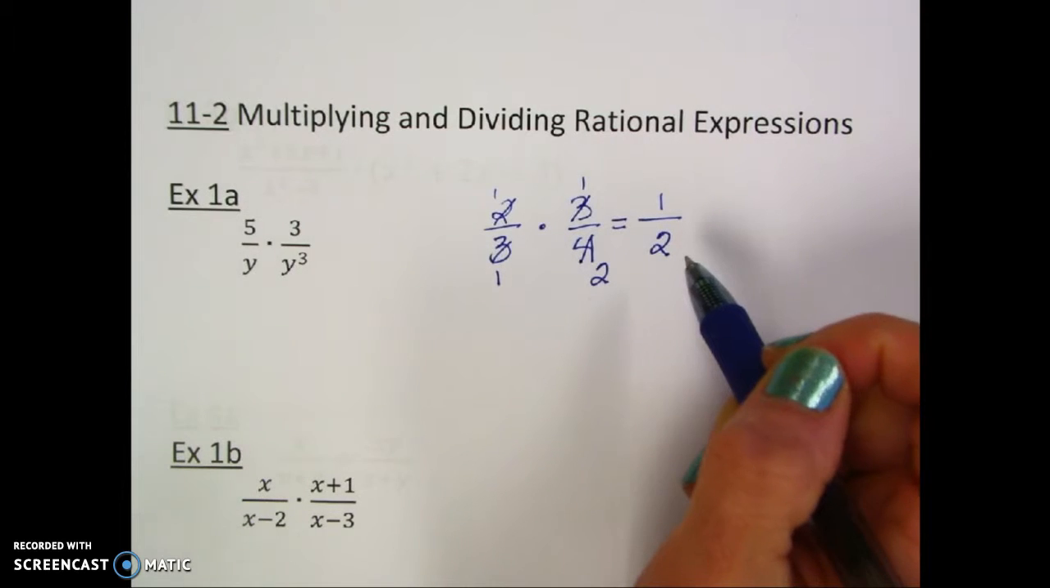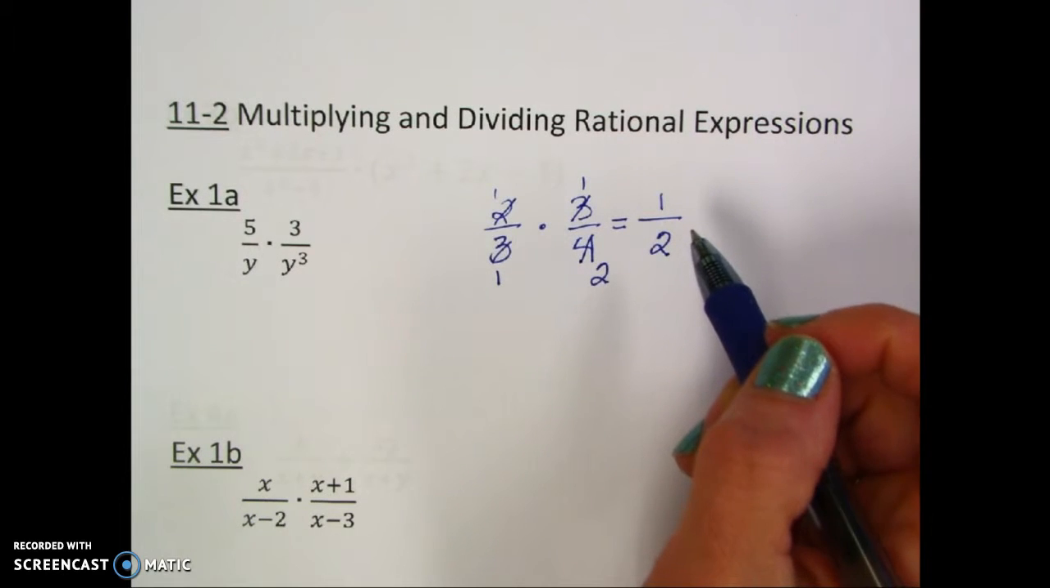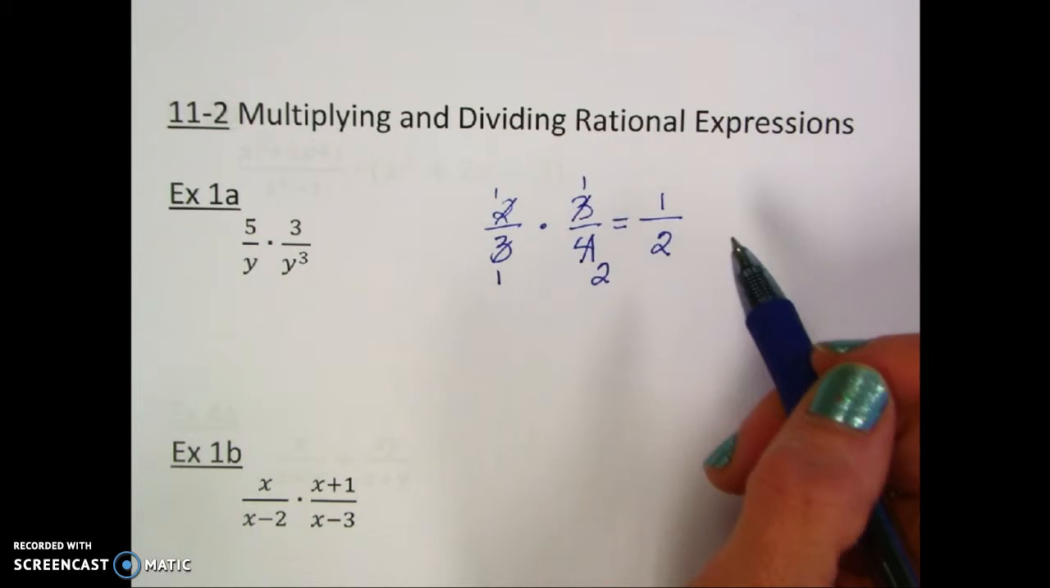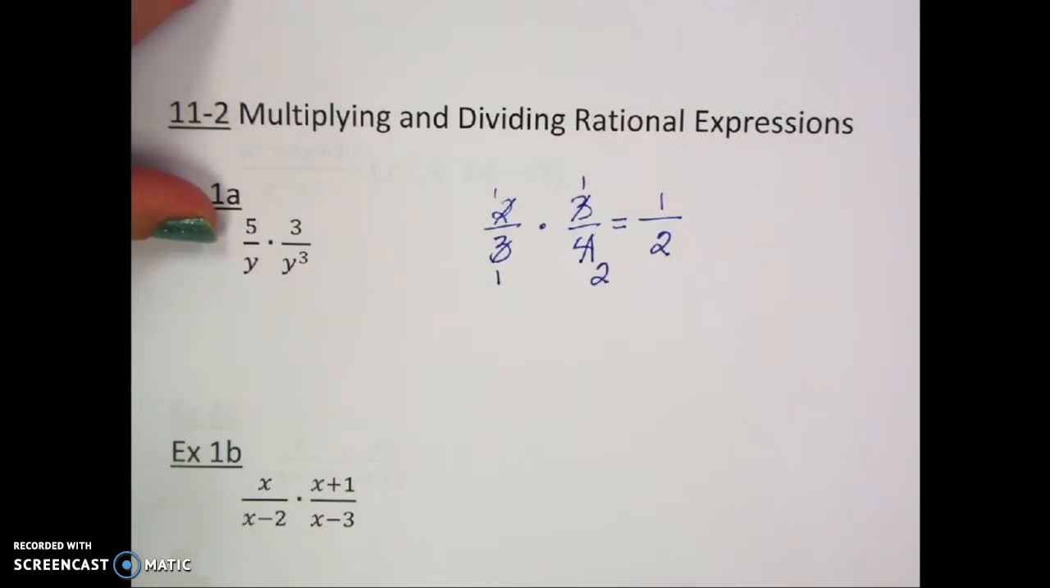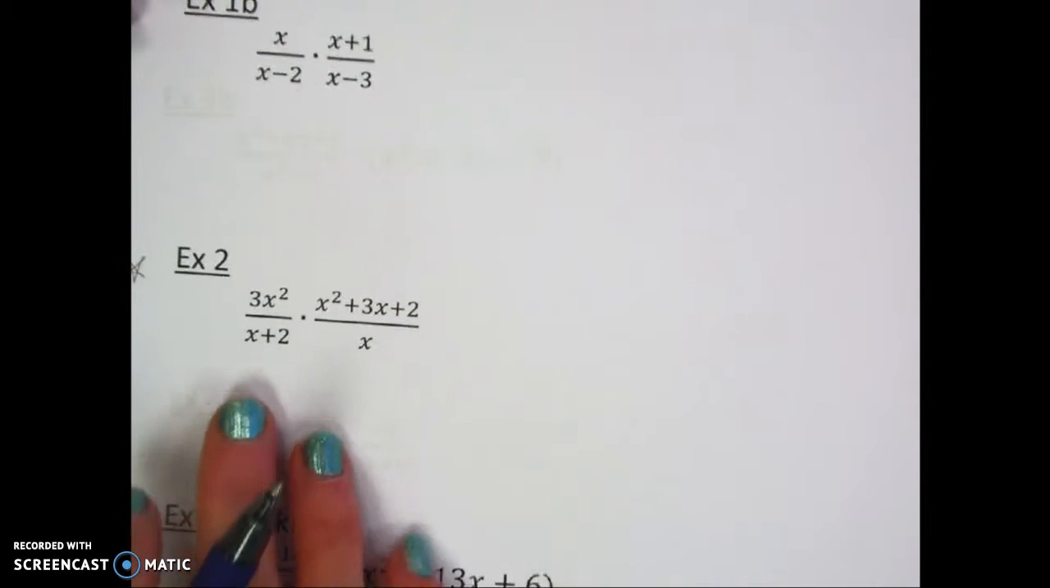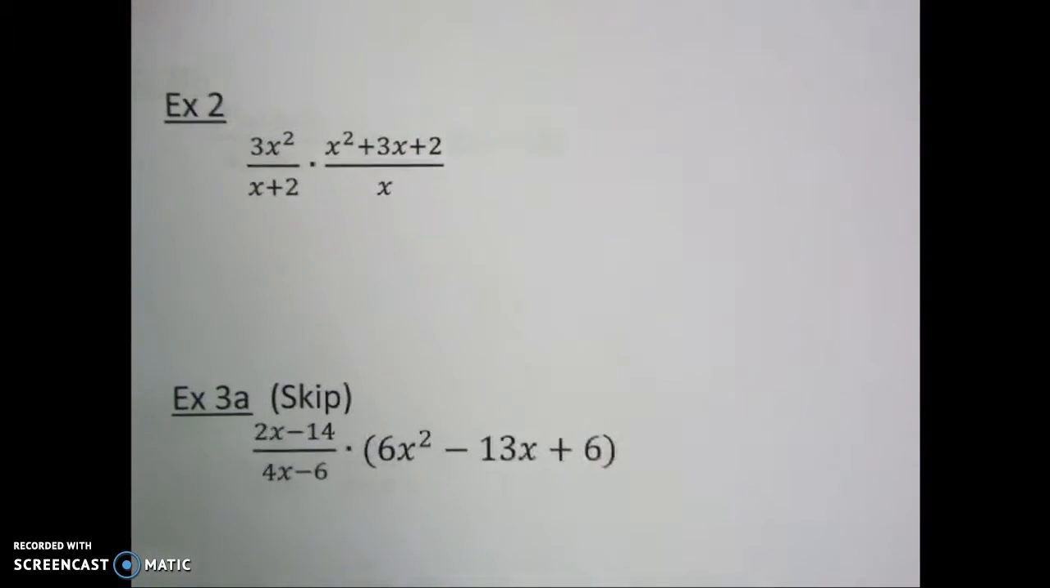So that's what we're going to need to do. We're going to need to try and cancel stuff and then multiply across the top, multiply across the bottom. Okay, so here's the one I'm looking at doing with you. Let me zoom in a little.